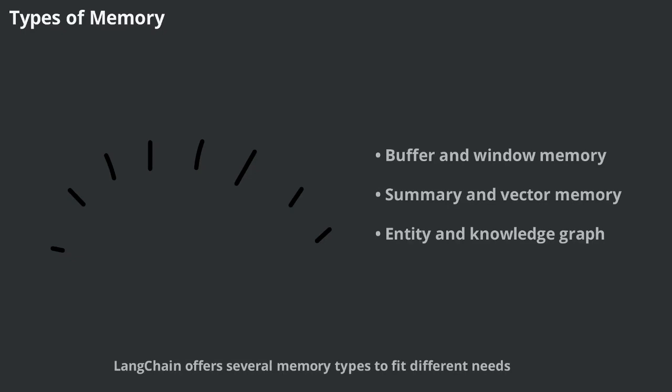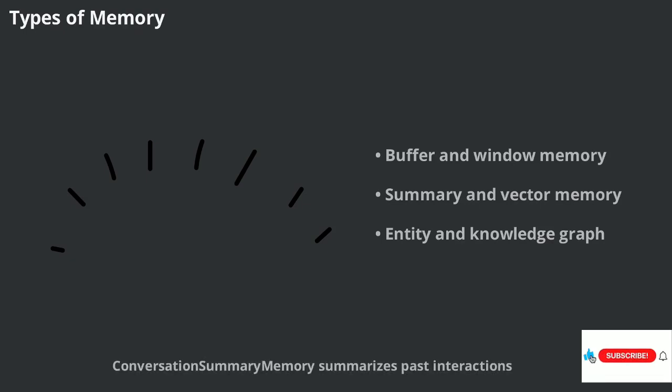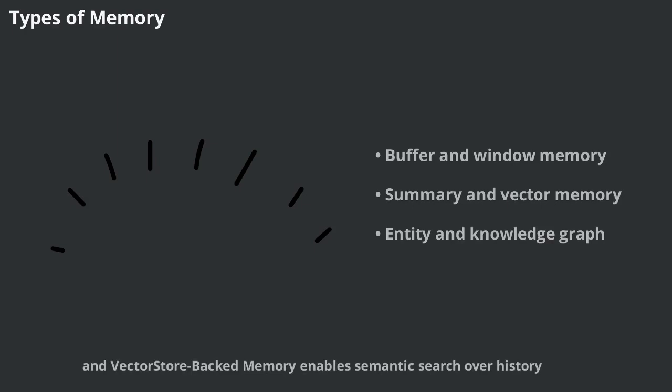LangChain offers several memory types to fit different needs. Conversation buffer memory keeps the entire conversation history, while conversation buffer window memory retains only the last few messages. Conversation summary memory summarizes past interactions, and vector store-backed memory enables semantic search over history. Advanced options include entity memory for tracking facts about entities and knowledge graph memory for storing relationships. You can even build custom memory systems for specialized use cases.